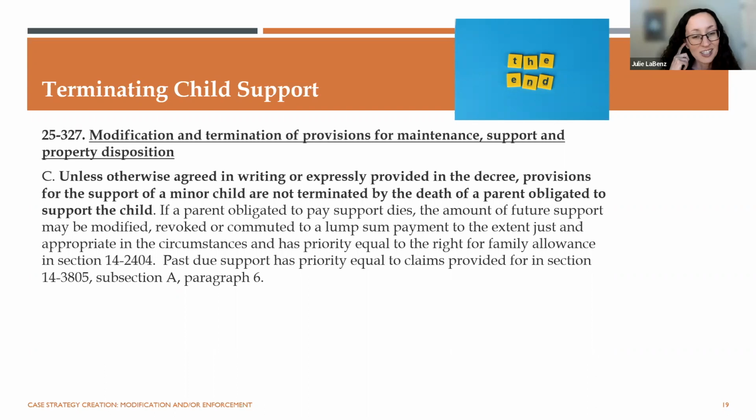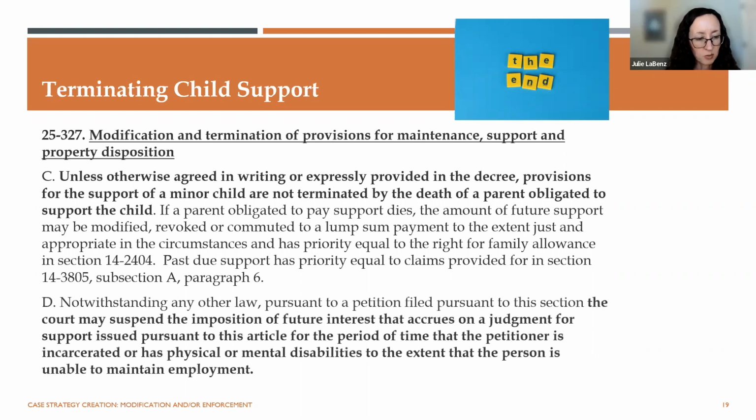So if a parent obligated to pay child support dies, the amount of future support may be modified, revoked, or commuted to a lump sum payment to the extent just and appropriate in the circumstances, and has priority equal to the right for family allowance in the probate statutes. Past due support has equal priority for claims under probate laws. So if you are receiving child support and the payer passes away, I would definitely get legal advice about how to make a claim and how to get child support out of your deceased co-parent's estate if there's money to collect from.